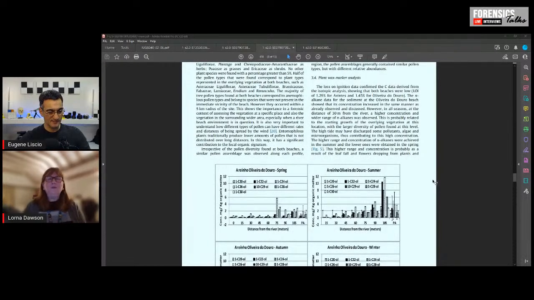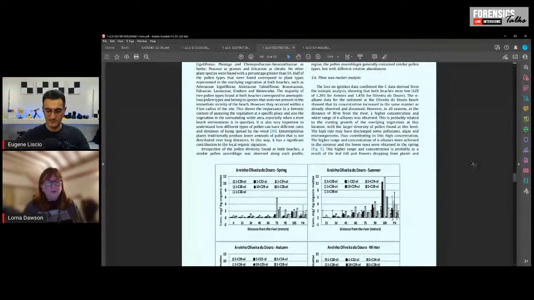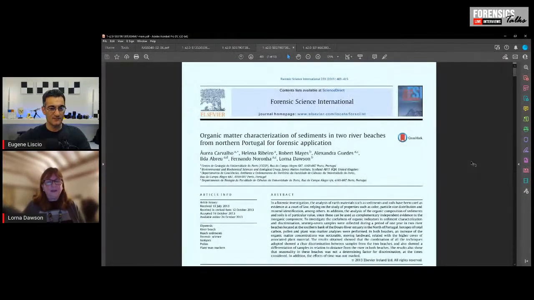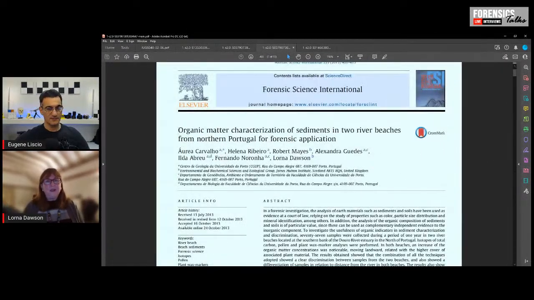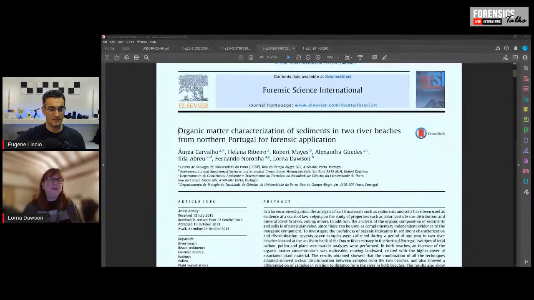And also it's a combination. I think in this study we showed that the mineral profile varied, elemental profile varied, but at a different scale. So these inorganic characteristics varied at about a kilometer scale, while the organic profiles varied at about a meter scale. So much more discriminating at the crime scene scale, for example.